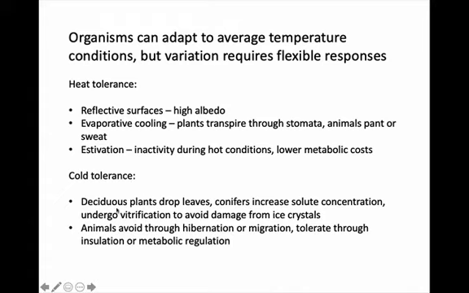Animals and plants can be cold tolerant by simply avoiding the issue. Deciduous plants can drop their leaves. Conifers don't drop their leaves, but they do increase their solute concentration so their leaves don't freeze. And animals can avoid cold through hibernation or migration. Or they can tolerate cold from insulation and metabolic heat generation.